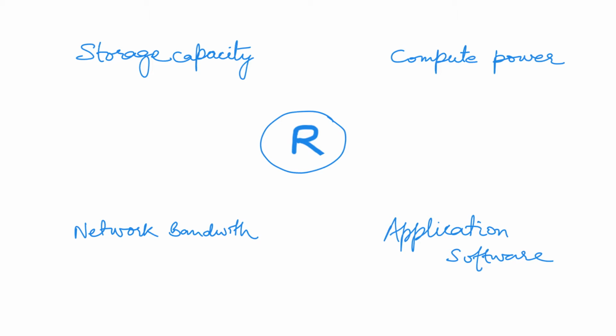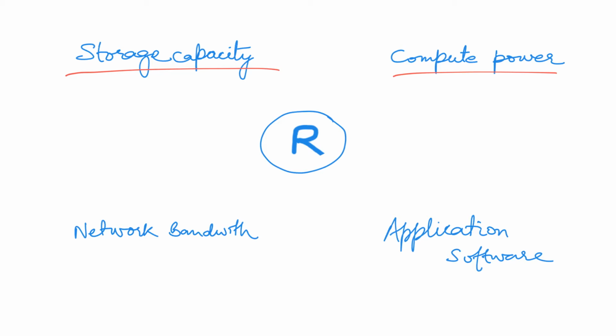We discussed resources being shared. Resources may include things like compute power. These are basically the CPUs, computational units. Sometimes GPUs, graphical processing units.